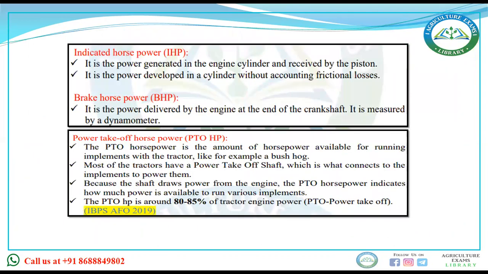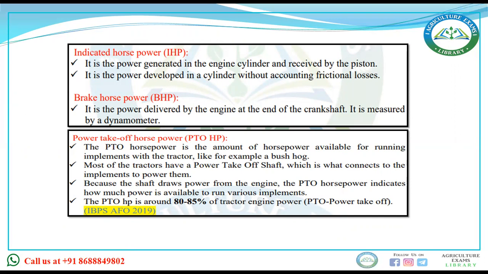If you see brake horsepower, what does it mean? The power which is delivered by the engine at the end of the crankshaft, we call it the brake horsepower. It can be measured by the dynamometer. And if you take the PTO HP, power take-off horsepower, this is the horsepower which is available for running the implements with the tractor.